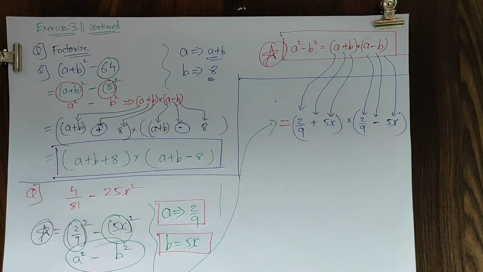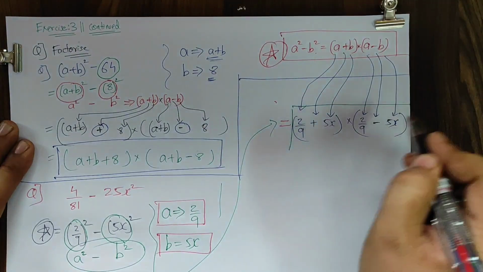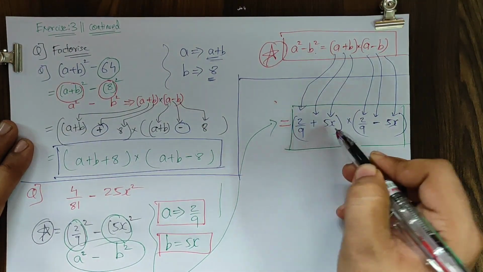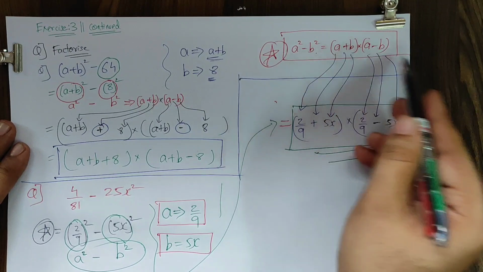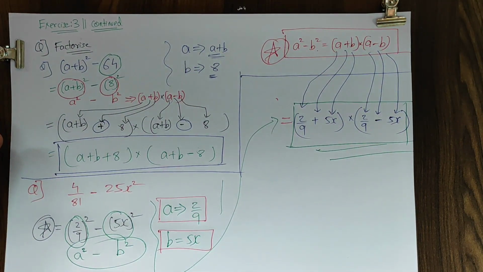Students, that's it. Definitely, this is the final answer. That's it. (a plus b)(a minus b). A square minus b square is (a plus b)(a minus b). Okay. Pause the video, please, and do it fast, everyone.